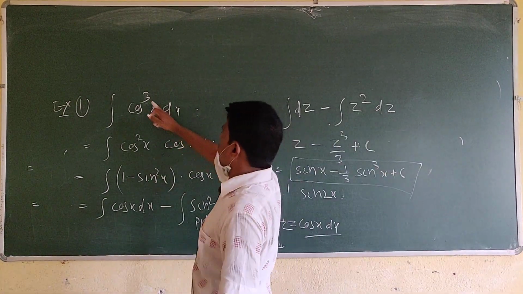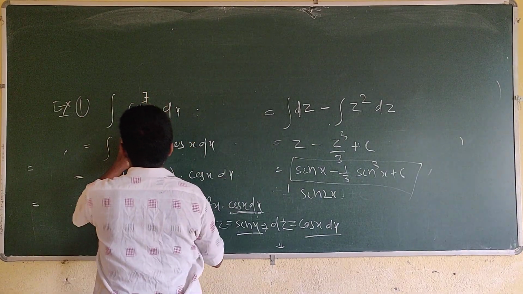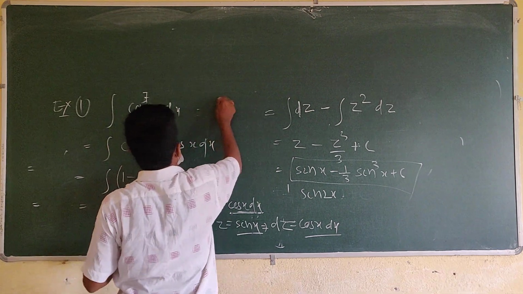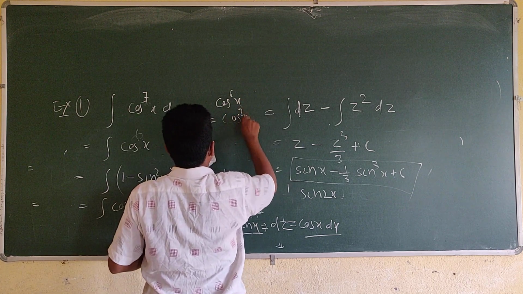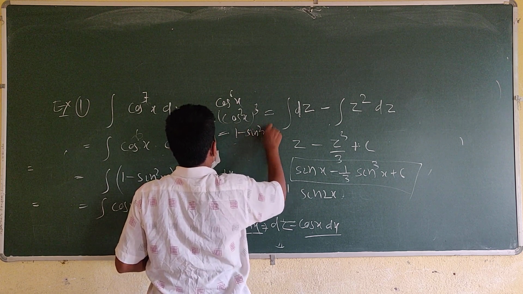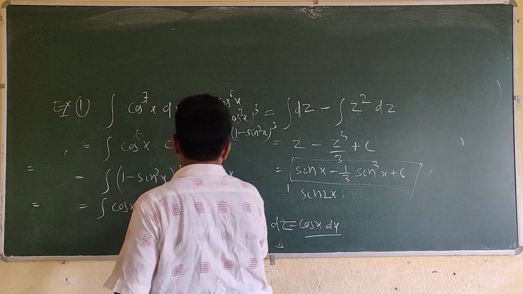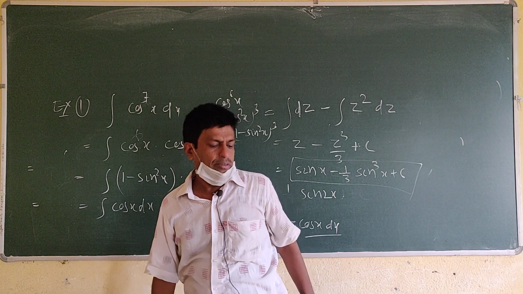Similarly, if the power is 7, you can put 6 and cos x, where cos to the power 6 is cos square x to the power 3, and cos square x is 1 minus sin square x to the power 3. In this way, put sin x is equal to z and dz is equal to cos x dx. Similarly, in this way, you can solve.